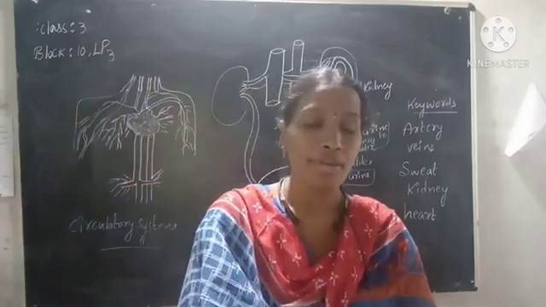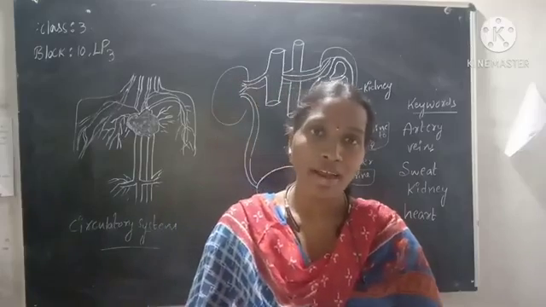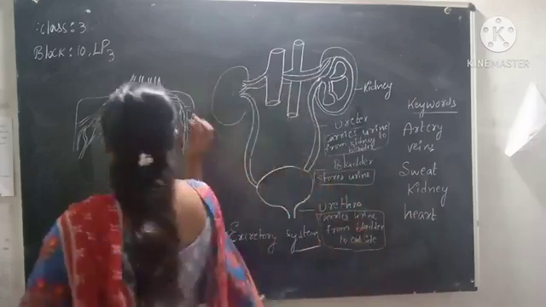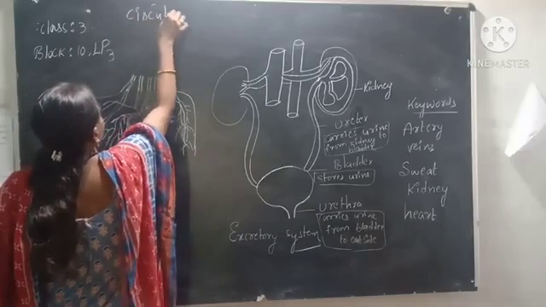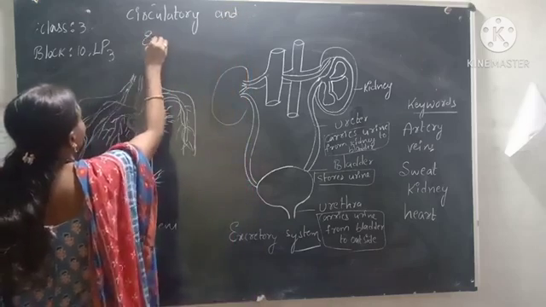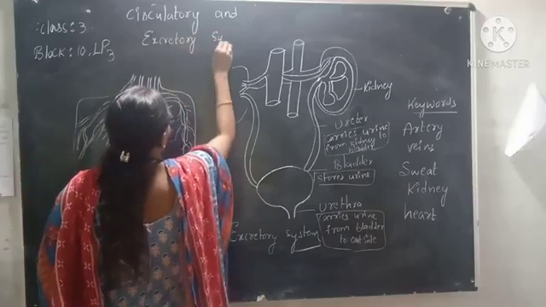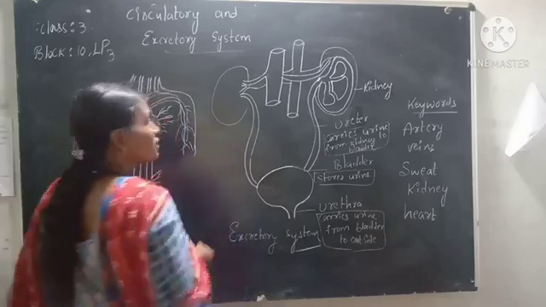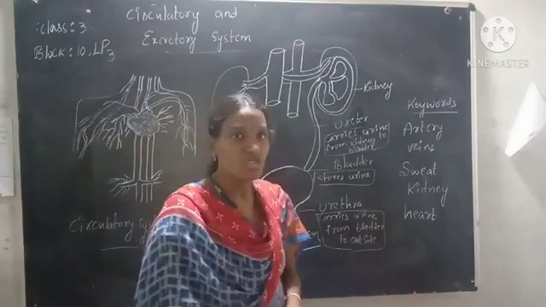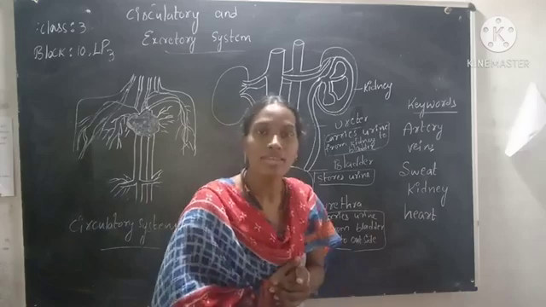What did we discuss yesterday? Yesterday we discussed the human digestive system and respiratory system, right? We have so many organ systems in our body, and today we are going to learn about the circulatory system and excretory system. Note down the keywords, children: artery, veins, sweat, kidney, and heart. These are the keywords for today.